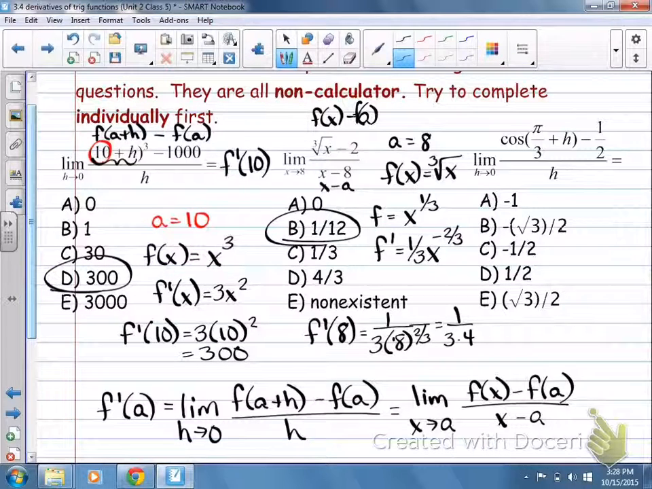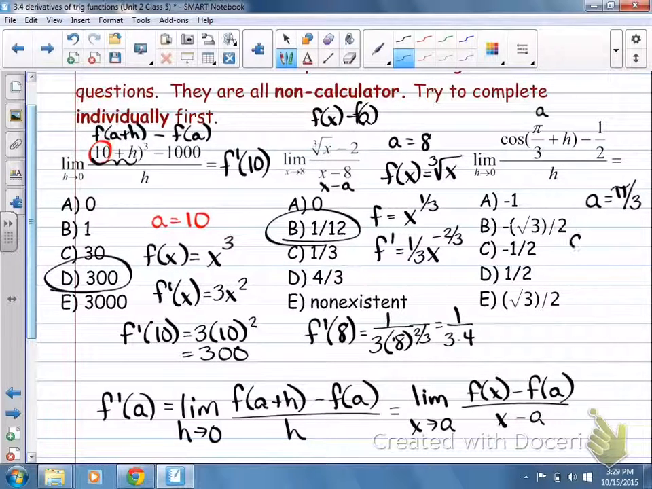So the next one is one that we would not have been able to do before, so you could not have solved this by rationalizing or by multiplying out like the other two. This is a question that there is just not another way to do the question unless you understand it's the definition of the derivative. So here my a is pi over 3.